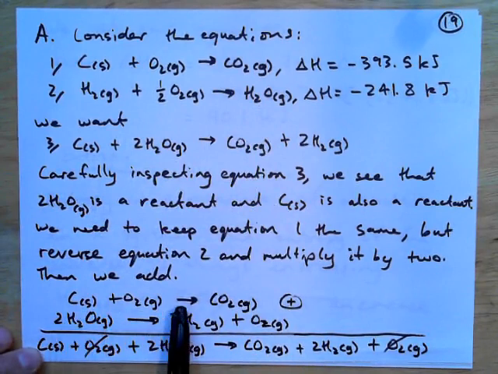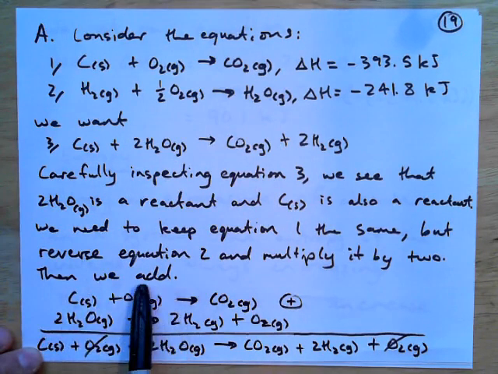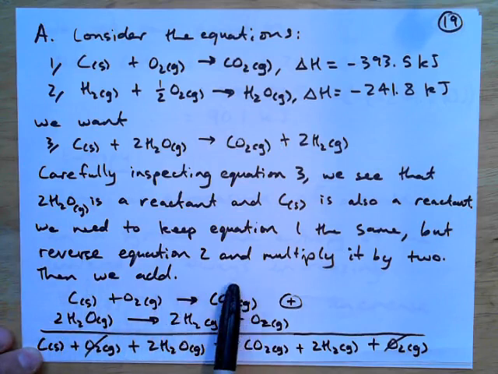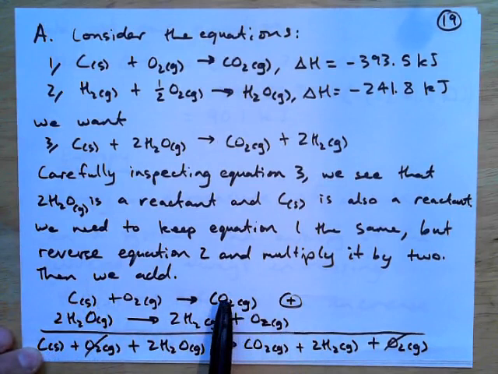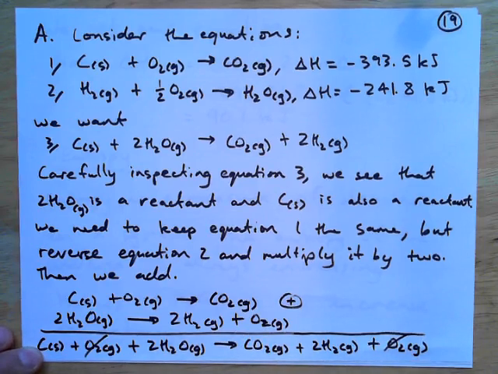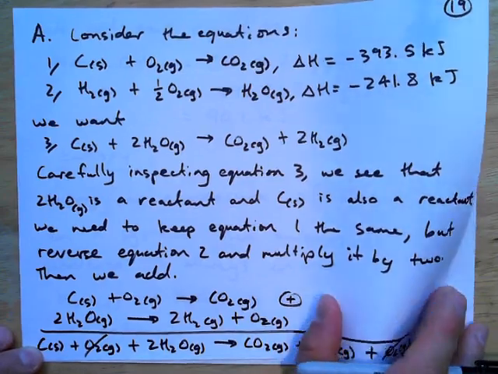So when I do that, you can see that when I add it all up, I add everything on the left hand side of the arrows, and everything on the right hand side of the arrows I add up and place on the right hand side. So here I've got carbon plus O2 plus 2H2O. Then on the right hand side I've got carbon dioxide, 2H2 and O2. And so I've got O2 appearing on the left and on the right, and so I can cancel those off. And so I'm just left with this equation.